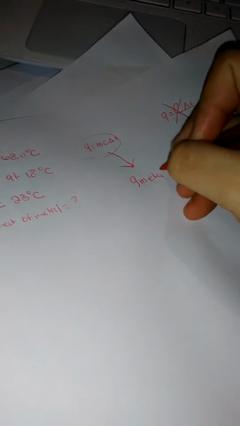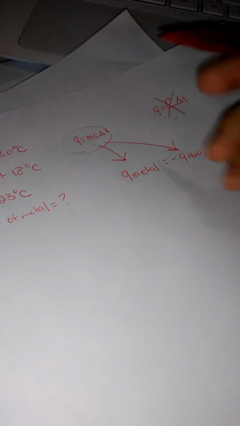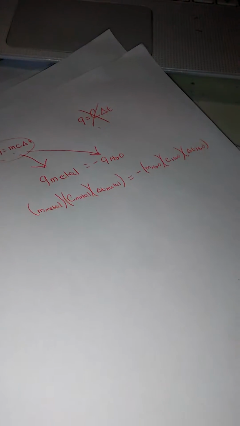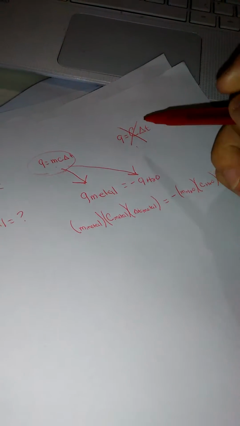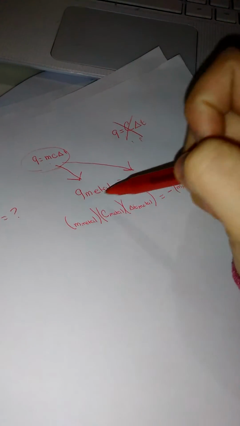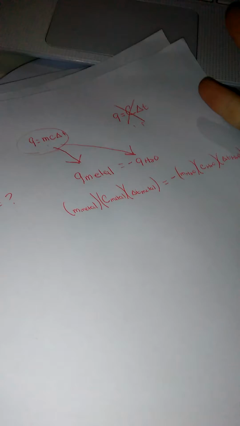So Q of the metal is equal to negative Q of H2O. So we know that Q is already MC delta T, so we can place Q in each of the sides of the equation. So let's do that. If you're asking what the teacher is going to give you as constant, she will give you this equation even though you don't need it, but she won't give you this one. So be sure to be mindful of that.